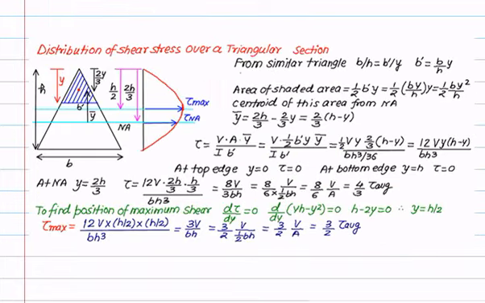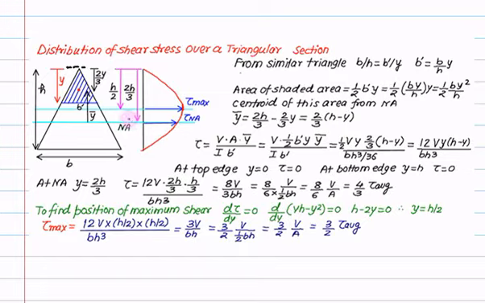Similar way we can do for the triangular section also. So for the triangular section, we have taken b as the width, h as the height, and the neutral axis at this point. Is the neutral axis from the bottom h by 3 or 2h by 3? h by 3. So what I've done is that I have taken this as a reference. So from this reference, this is h by 3, so this is 2h by 3.